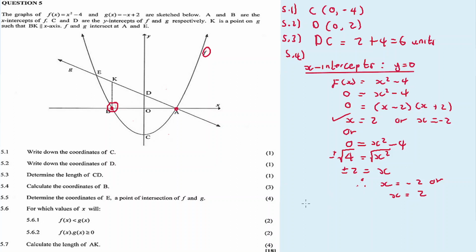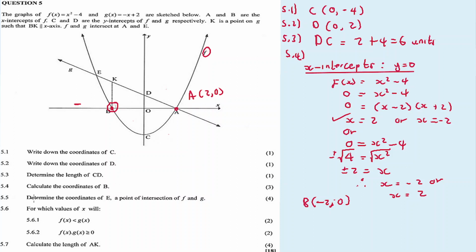But anyway, now the coordinates of B. The coordinates of B will be what? Negative 2 and 0, negative 2 and 0, since B is on the negative side of the x-axis, and A is on the positive side of the x-axis. So we only want the coordinates for B. If they wanted the coordinates of A, we would say A is 2 and 0. So yes, my question, the coordinates of B, we find them this way.